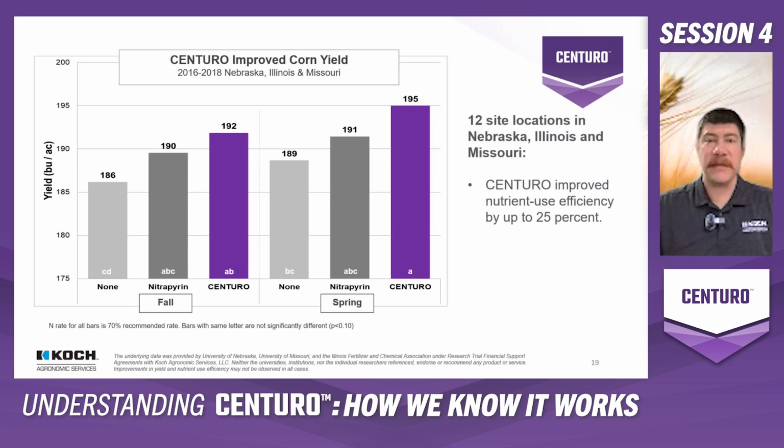This particular data set is 12 different site locations across Nebraska, Illinois, and Missouri. As you can clearly tell, it didn't really make any difference whether it was fall applied or spring applied. CENTURO is providing a really nice statistical as well as certainly a large numerical advantage to the untreated control. You'll also see we've got a slight numerical advantage to nitrapyrin, but statistically we are the same there. I think this really just illustrates that, regardless of fall or spring applications, either of those two timings can really benefit from CENTURO with the nice yield advantages that you see here.